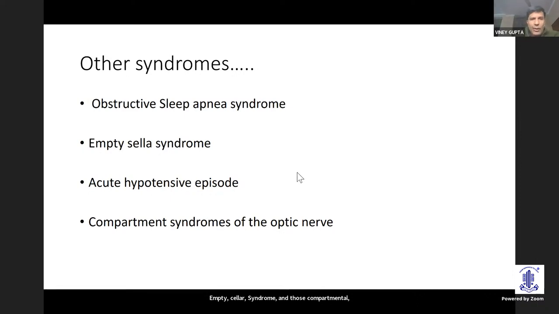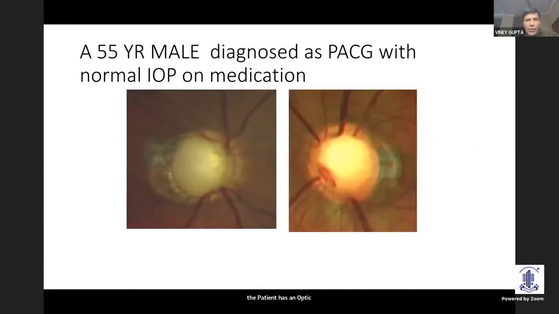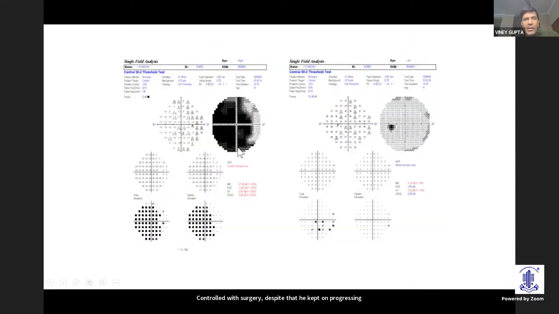Finally, we have situations where the patient has an optic neuropathy, but it may be concomitant with another neurological disorder that is going on. Like in this patient who was diagnosed with angle closure glaucoma, had advanced glaucomatous optic neuropathy, but after treatment and after his intraocular pressure was well controlled with surgery, despite that, he kept on progressing. So you can see that the visual field defect is going right till the center, and the central visual field in one eye is almost gone.